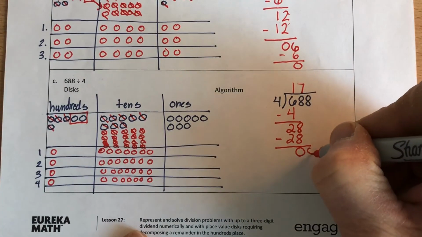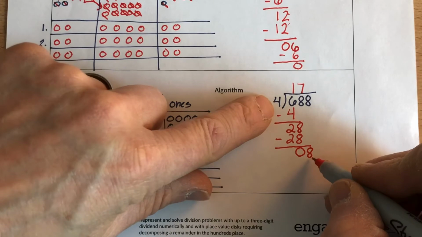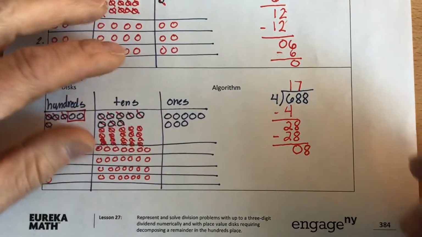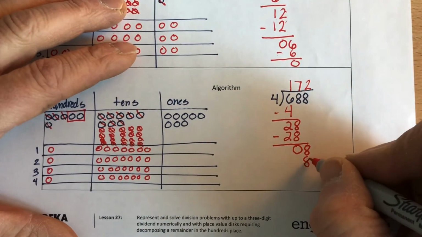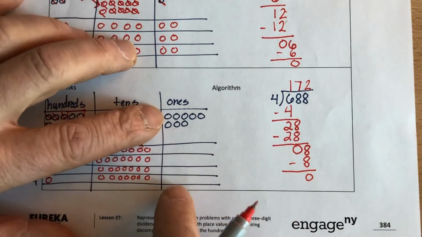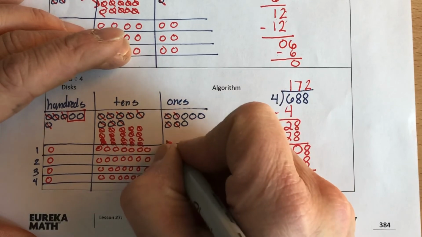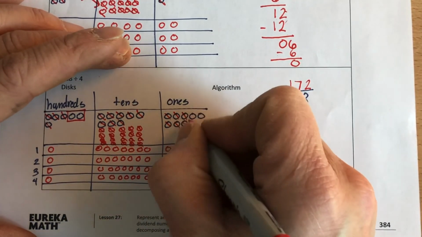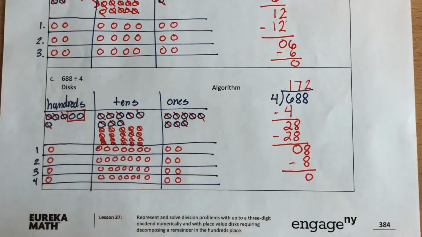I bring down my 8 ones, 8 divided by 4. Or how many 4s fit in the 8 without going over? That would be 2, right? 2 times 4 is 8. Then I subtract that and I get 0. See what that looks like here. 1, 2, 3, 4. 1, 2, 3, 4. 1, 2, 3, 4. 1, 2, 3, 4. Perfect.